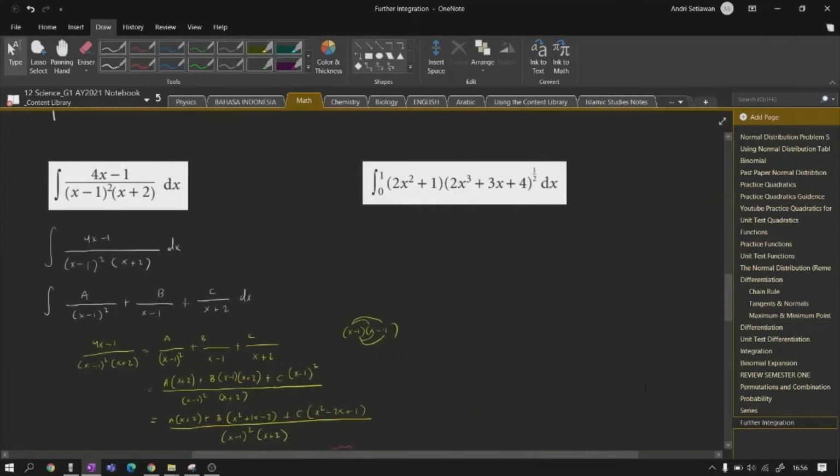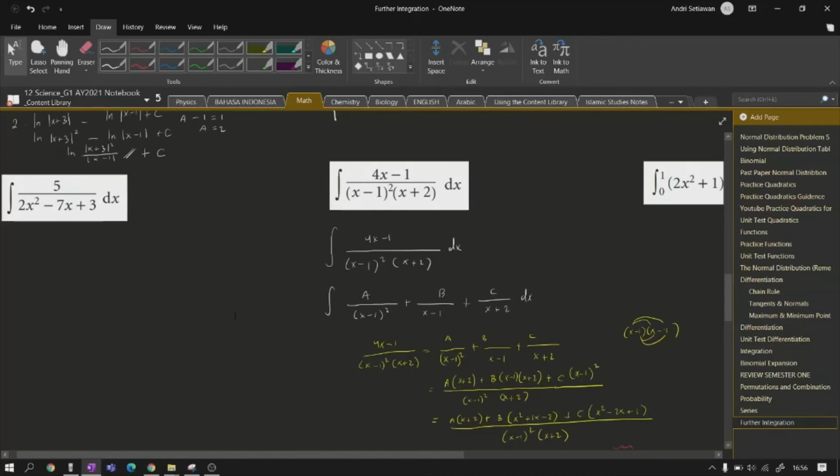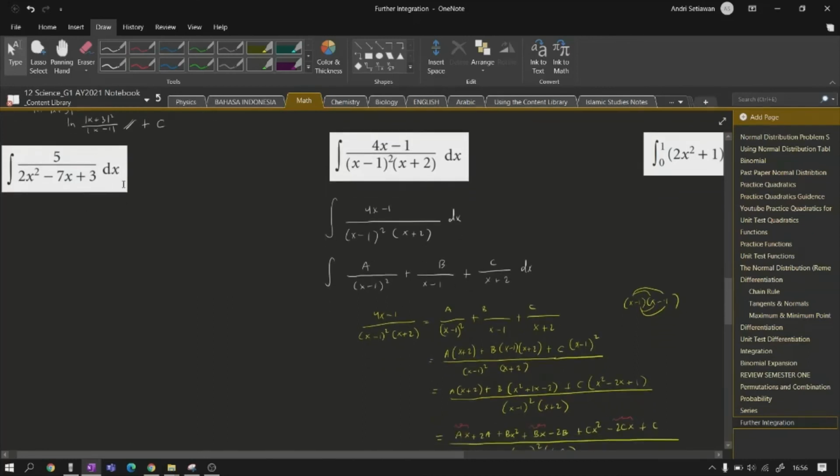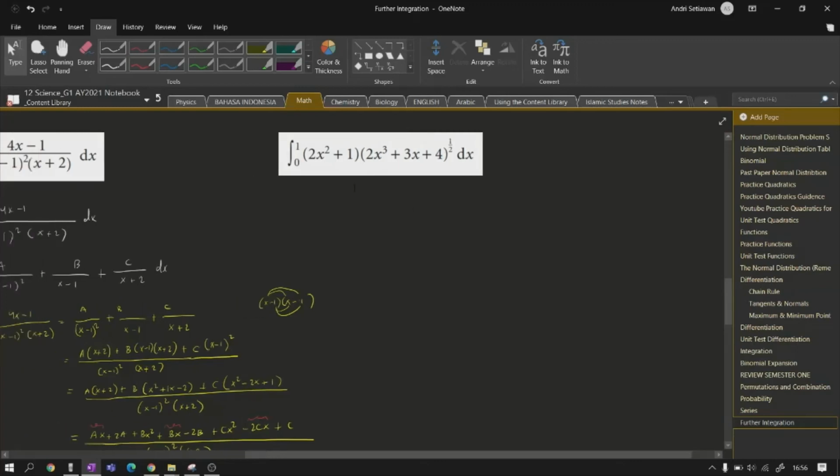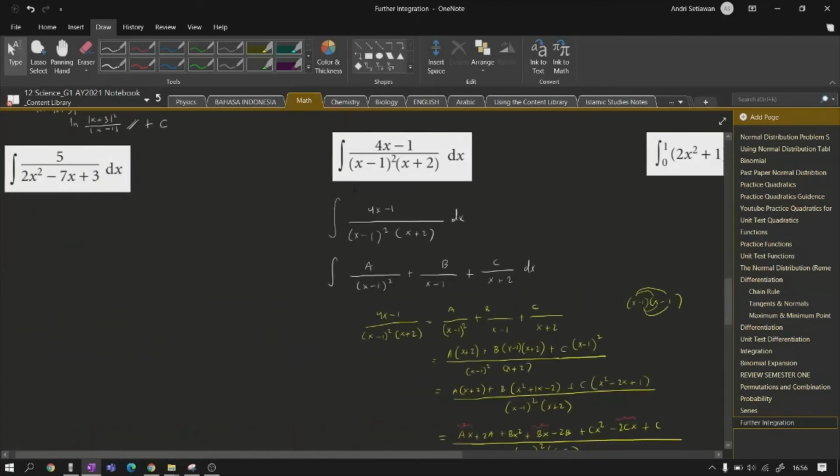Try to discuss this problem. The first one you can evaluate, using substitution or using partial integration. And the next example you can also evaluate. Can this be solved by substitution or not? Okay, try to solve this problem.